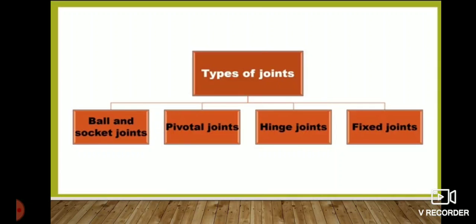Types of joints. In this chapter, we are going to study about 4 different types of joints in our body: ball and socket joints, pivotal joints, hinge joints, and fixed joints. Let us study in detail.